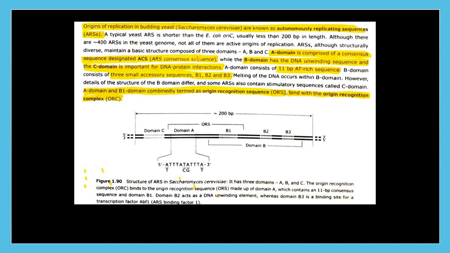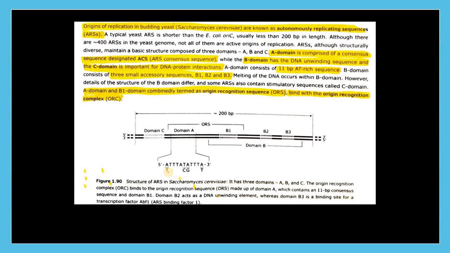Not all these ARS are active, and although structurally diverse, they maintain the basic structure composed of 3 domains. So basically they have 3 major domains: A domain, B domain, and a C domain. A domain is comprised of a consensus sequence that is called the ARS consensus sequence. This is very important. So when it comes to the eukaryote, like Saccharomyces cerevisiae, it has a domain A that has an autonomously replicating sequence consensus sequence. That is how you can say it.